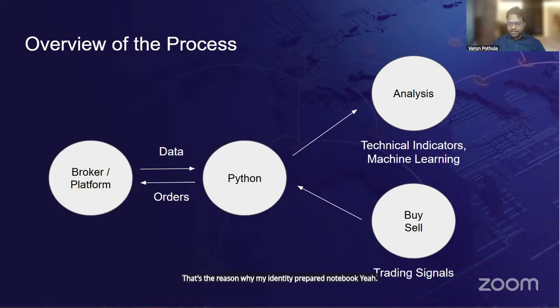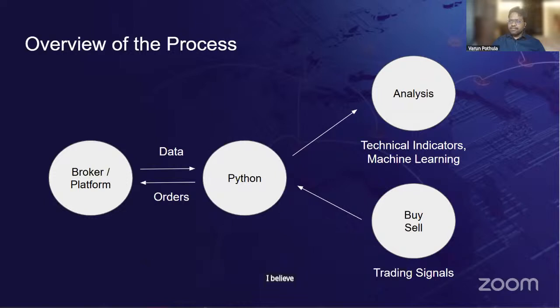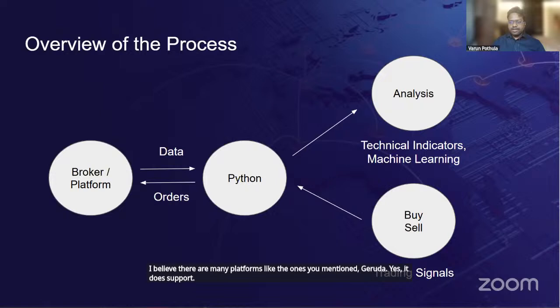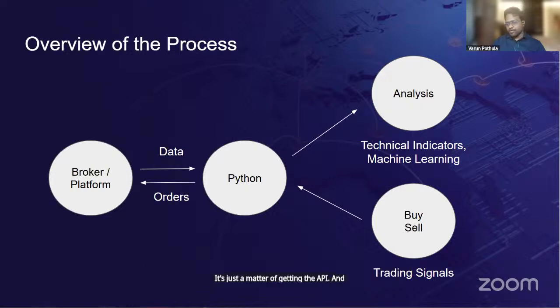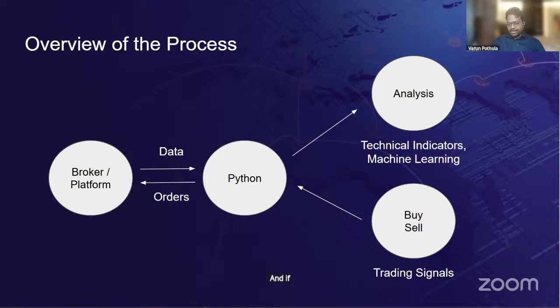Let me see. In India, what are the trading platforms that support automated options trading? I believe there are many platforms like the ones you mentioned, Zerodha. Yes, it does support. It's just a matter of getting the API. And as long as your broker provides options data through the API, you can definitely get the data for your analysis. And if they provide a trading API for that, you could definitely do that. But yeah, Zerodha is one example.